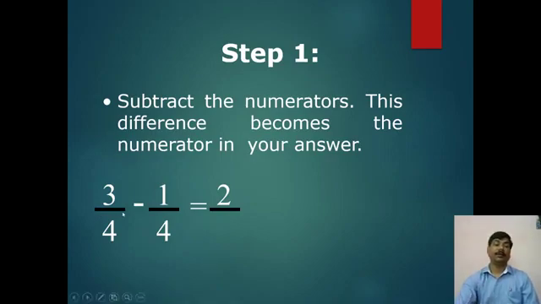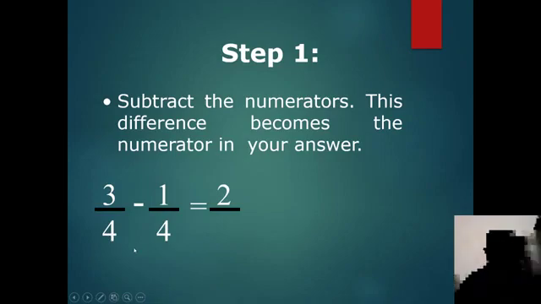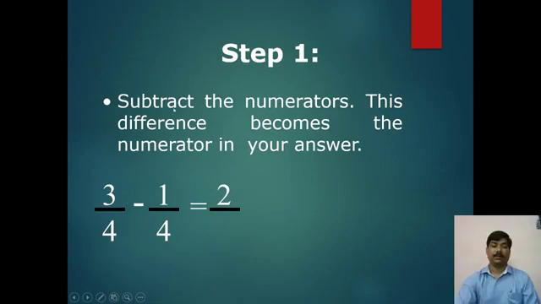For example, we have to subtract 1 upon 4 from 3 upon 4. These are like fractions. These fractions have a common denominator. So what will we do in this step? In this step, subtract the numerators, and this difference becomes the numerator in your answer. 3 minus 1, the difference is 2. This 2 will be the numerator of the answer.